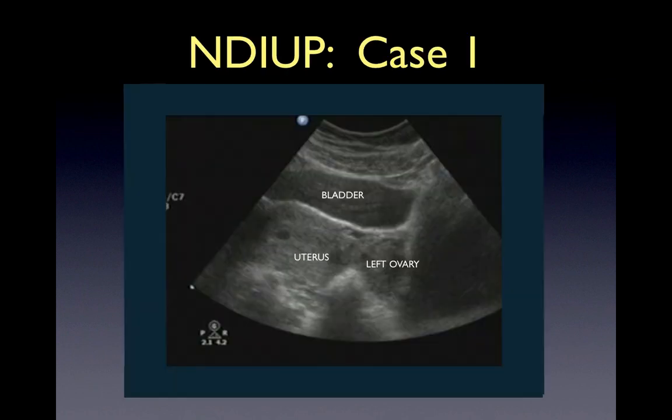Here's one example of an ND-IUP. We are looking at a small sac in the uterus that is not surrounded by a double decidual sign. This is called a pseudosac. A pseudosac may indicate a very early pregnancy, but may also be present in ectopic pregnancies.